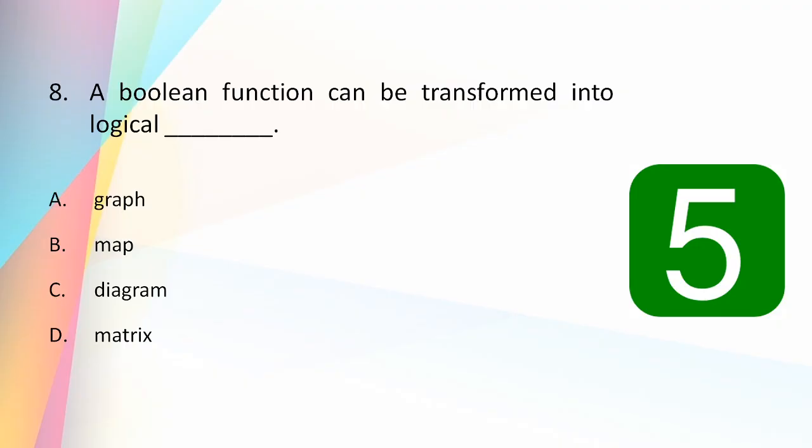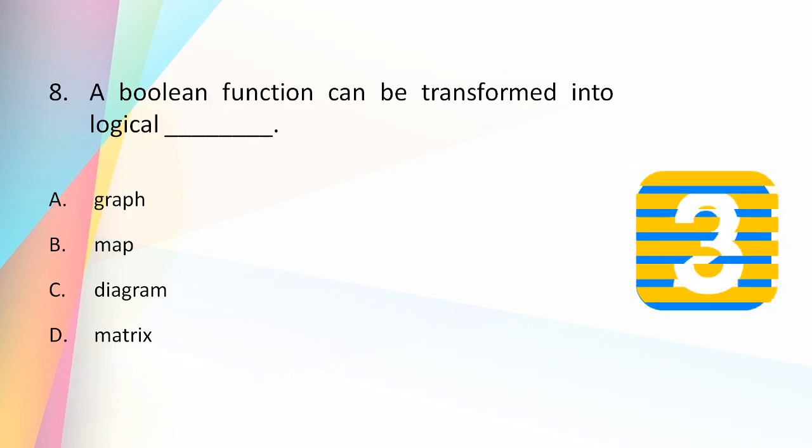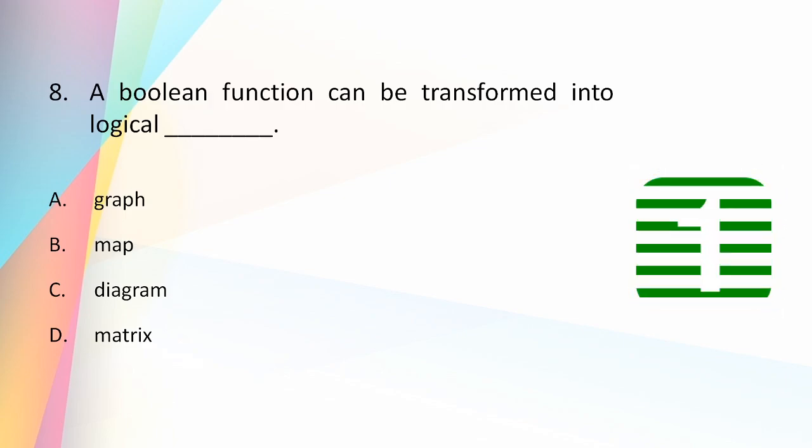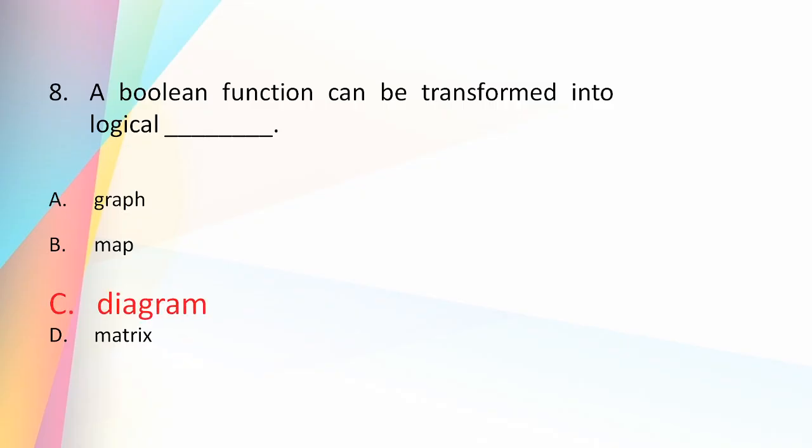A Boolean function can be transformed into a: logical, graph, map, diagram, matrix? And the answer is diagram. A logical diagram can be constructed from a Boolean functional representation of input and output in terms of different variables, and the logical diagram is constructed by using logic gates.